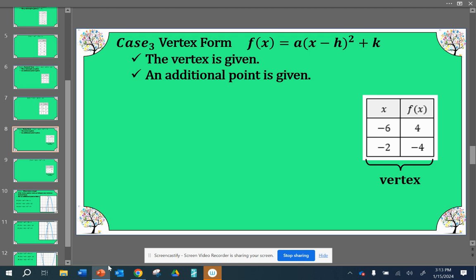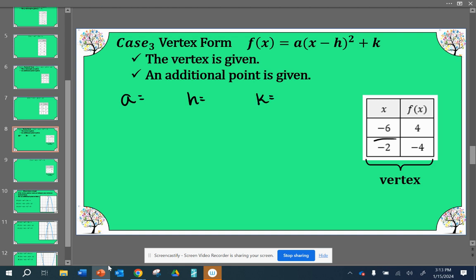Okay, now let's take a look at a function table where we are given the vertex and an additional point. When we know the vertex and one other point, we can create a quadratic equation in vertex form. And then, if need be, we can convert it to standard form. So we are going to need an a value, an h value, and a k value.